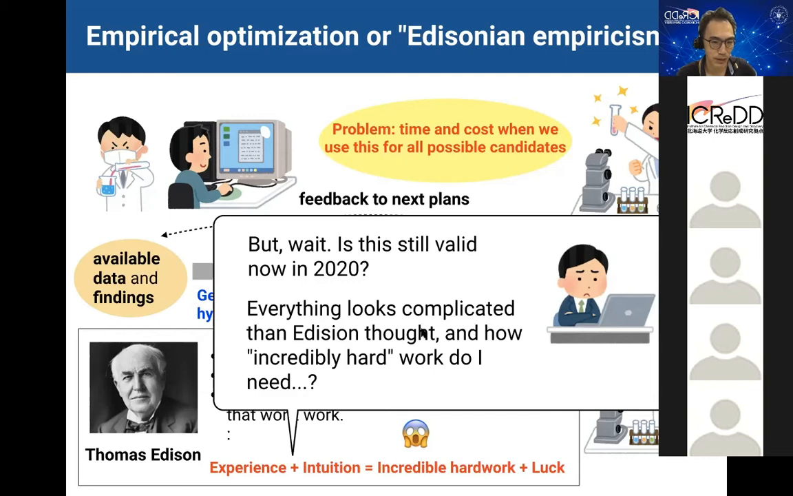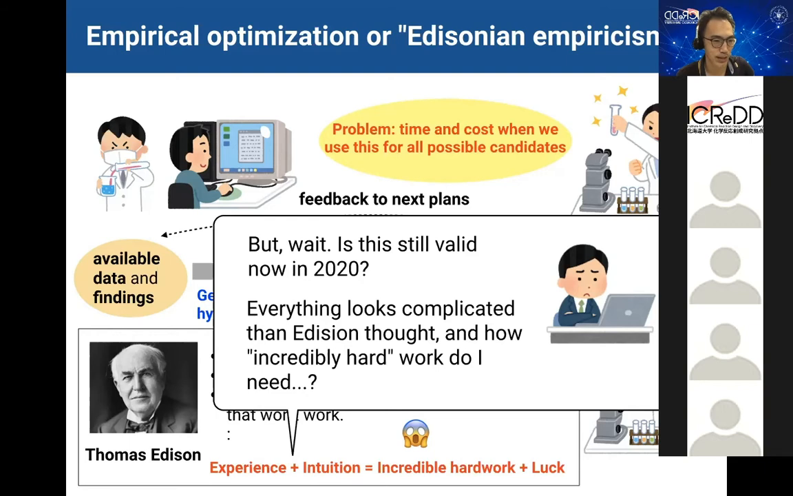In Edison's era, electricity itself was very new. But now you have many complicated devices, measurements, and experimental techniques. So you might wonder how incredibly hard you need to work. To get a nice result for a very complicated phenomenon, you probably need more incredible hard work than Thomas Edison. So it is probably impossible, and we need to implement something here.